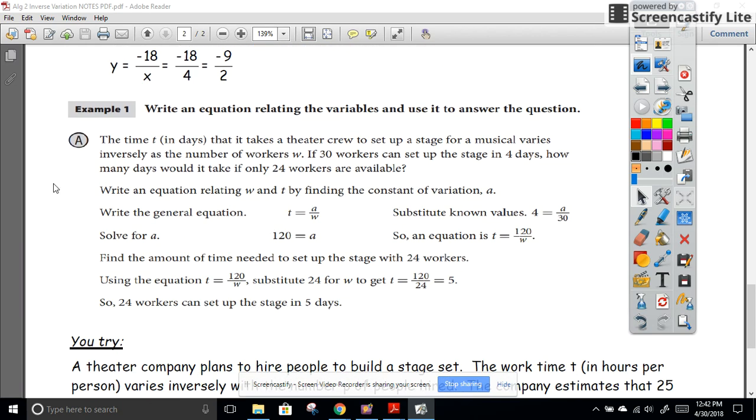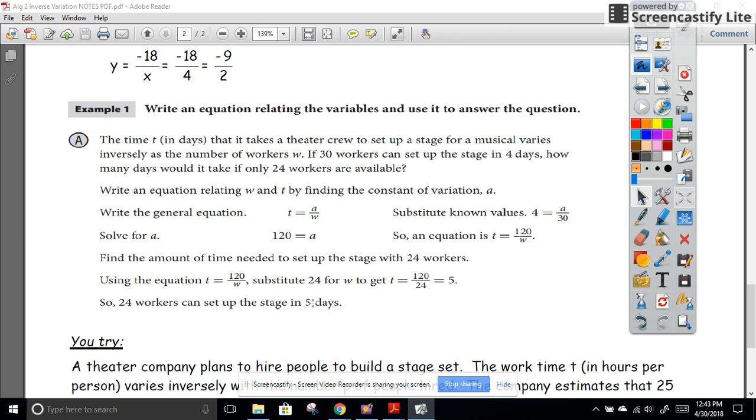Okay, so most of these are going to be word problems though. So here's an example. It says that the time of day, t, so t is our variable, and time in this case is measured in days, that it will take a theater crew to set up a stage for a musical varies inversely as W.